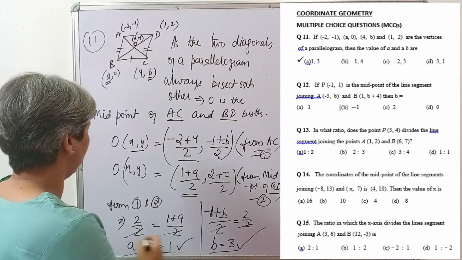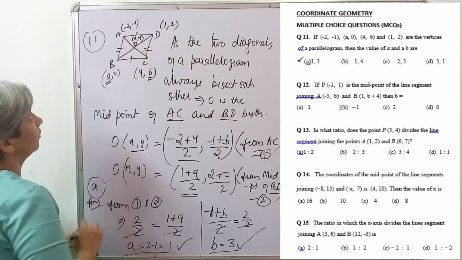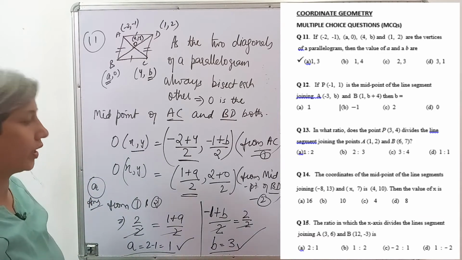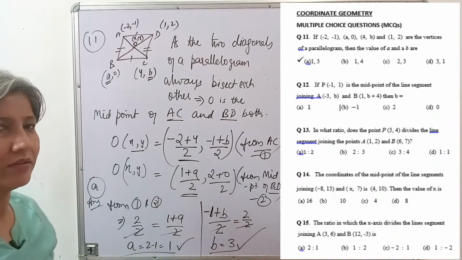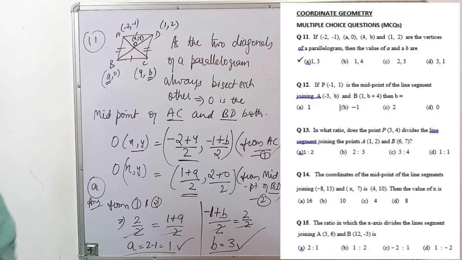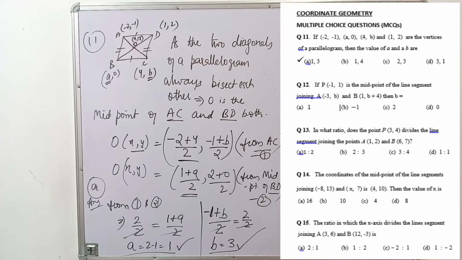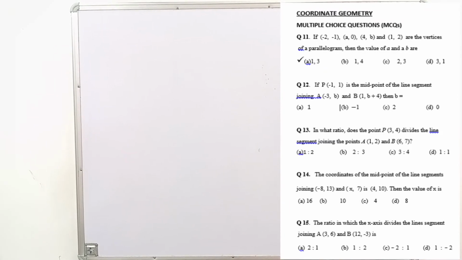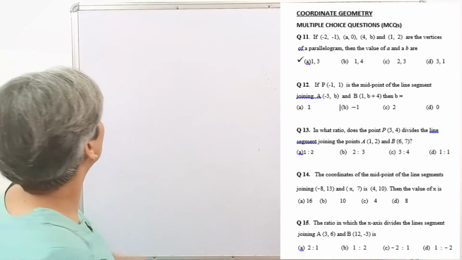The A option is the answer. For 11th, A is the correct one. 1, 3 are the values of a and b, right? Okay, so let's do question number 12 quickly. So now question number 12.